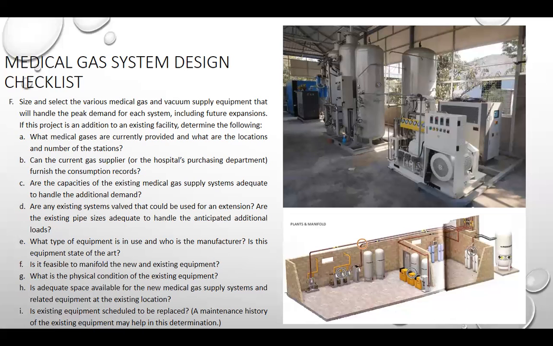Okay. E, what type of equipment is in use and who is the manufacturer? Is this equipment state of the art? F, is it feasible to manifold the new and existing equipment? G, what is the physical condition of the existing equipment? H, is adequate space available for the new medical gas supply system and related equipment at the existing location? I, should the existing equipment be scheduled to be replaced? So a maintenance history of the existing equipment may help in this determination.